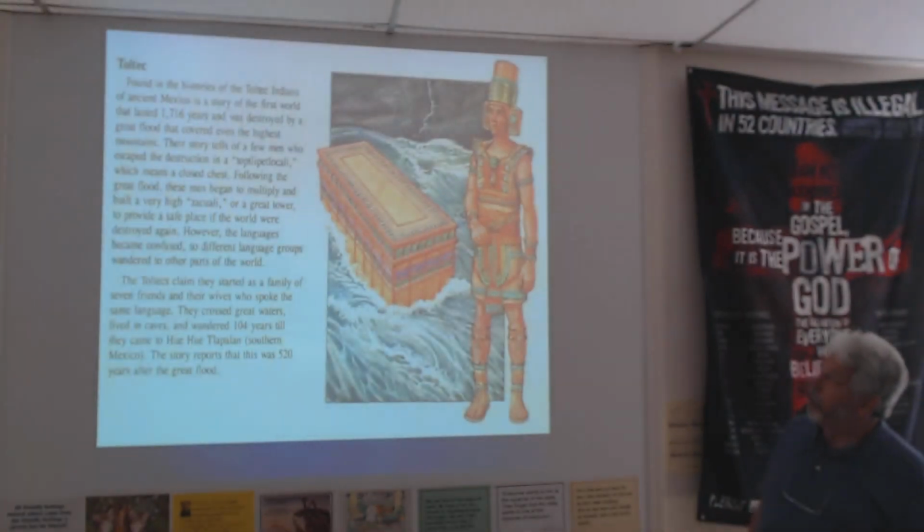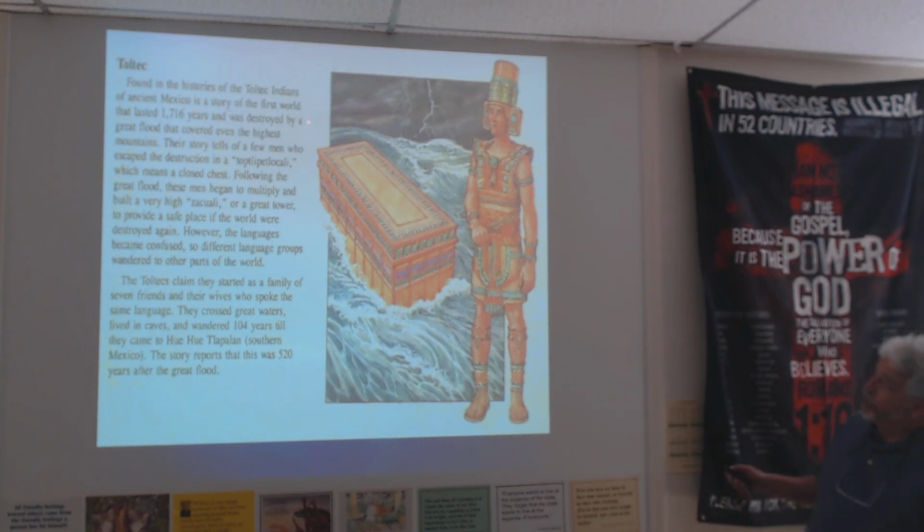Okay, let's look at another one here. The Toltec people in ancient Mexico, their story says the First World lasted 1,716 years. That's pretty close. Destroyed by a great flood, covered even the highest mountains. A few men escaped the destruction in a closed chest. That's actually probably more accurate than the little boats we see in our storybooks, right?